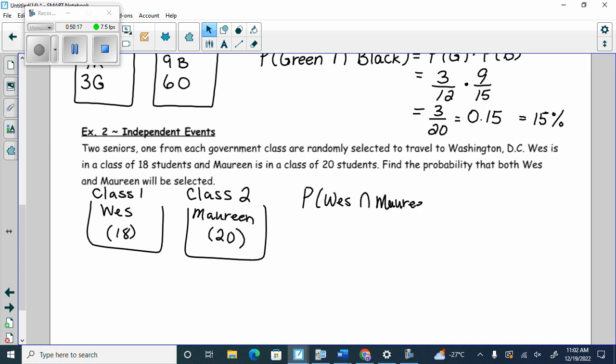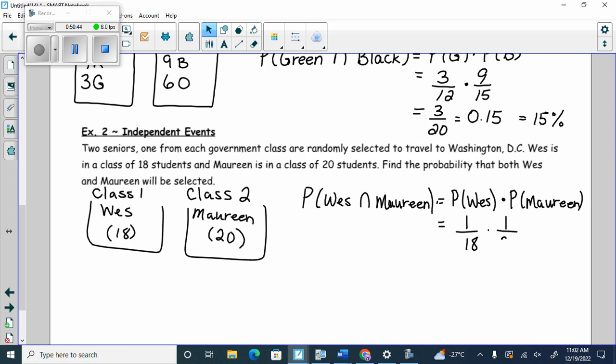and means I use the intersection symbol, and it's independent, so I use the first formula, which is just the probability of Wes being picked, and then, which is multiplication, the probability of Maureen. So Wes is how many out of 18? 1 out of 18. And Maureen is 1 out of 20. And sometimes in multiple choice, that's actually how they show the answer, as fractions.